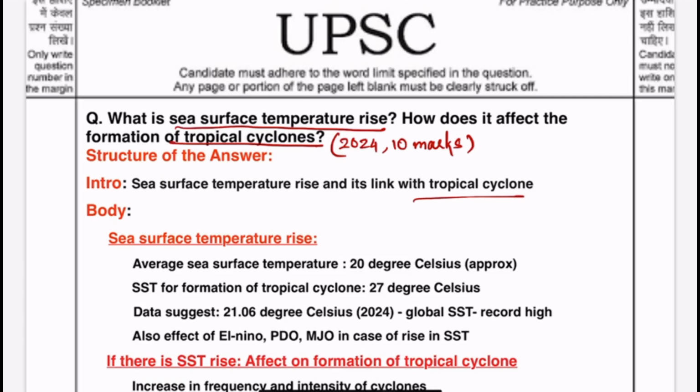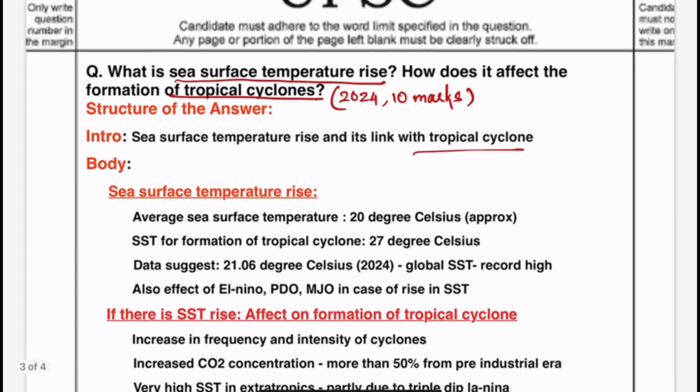As far as body part is concerned, firstly we will write about the sea surface temperature rise. If we look into the average sea surface temperature historically, it hovered around 20 degrees Celsius approximately. The global sea surface temperature was around 20 degrees Celsius. But the sea surface temperature required for the formation of tropical cyclone is around 27 degrees Celsius or warmer than that. Now, what does the data suggest related to sea surface temperature?